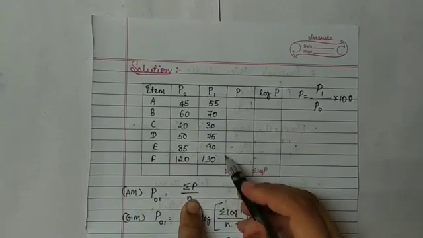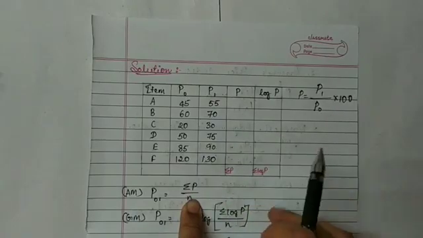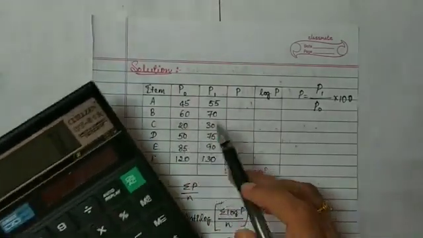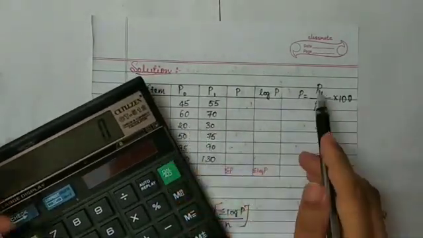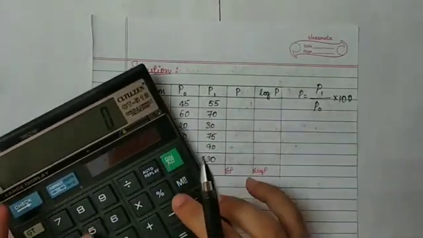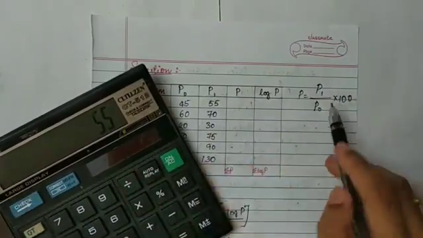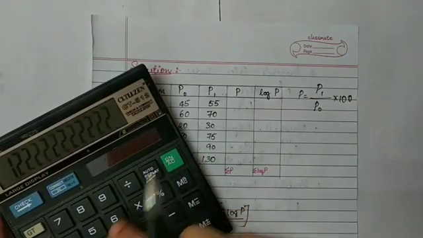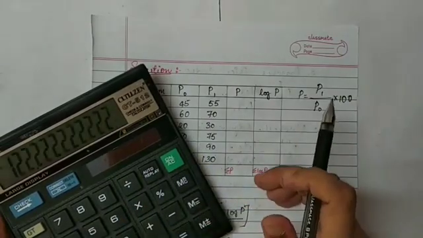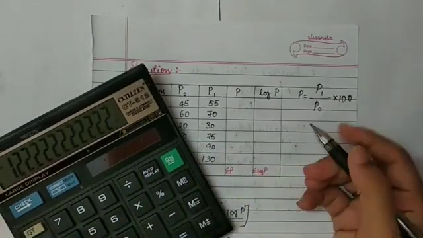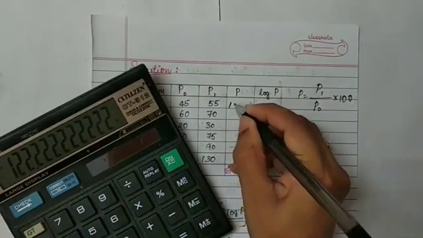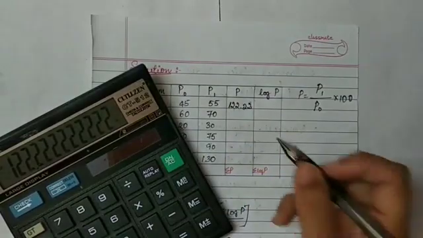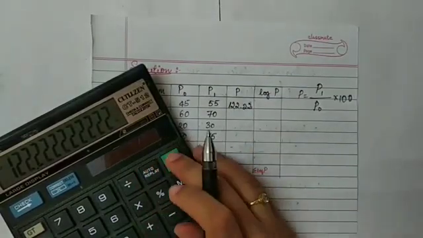So, first let us solve this. For each item we have to calculate P separately. So, P1 that is 55 divided by P0 which is 45 into 100, and the amount is 122.22, isn't it? Yes. So same way calculate the remaining.